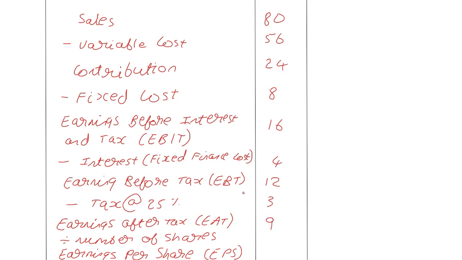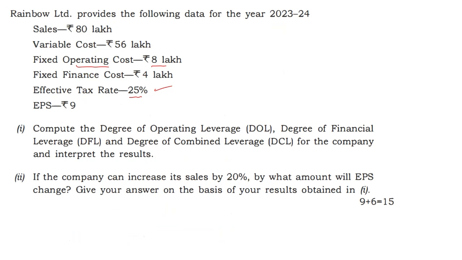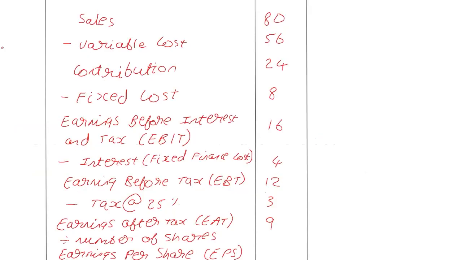And then we know that the EPS is rupees 9. Remember, we have 1 lakh shares. I mean, this amount is actually 9 lakhs, and then somehow it is becoming 9 rupees per share. So the number of shares is 1 lakh, and I'm not going to write 9 rupees per share, so it is understood. Okay, so this is more than what we need.